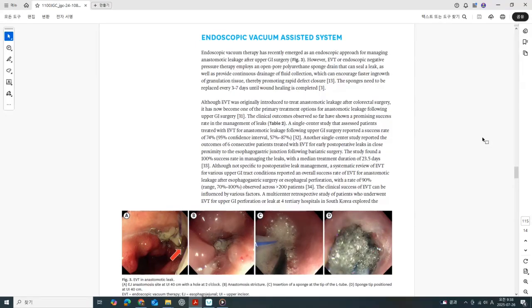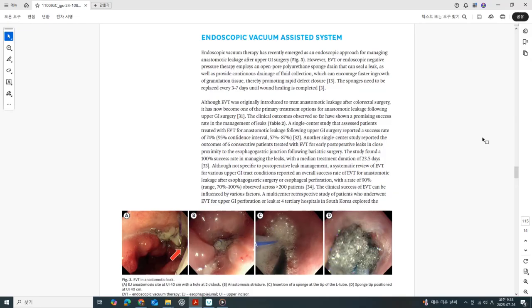Okay, so drainage and sealing. Yes, and that active drainage is key. It cleans the area, reduces inflammation, and really stimulates the growth of healthy granulation tissue, pulling the edges of the defect together much faster. The sponges usually need changing every few days, maybe 3 to 7 days.